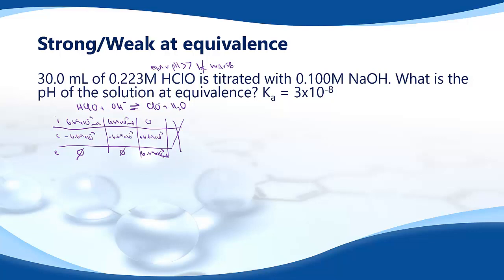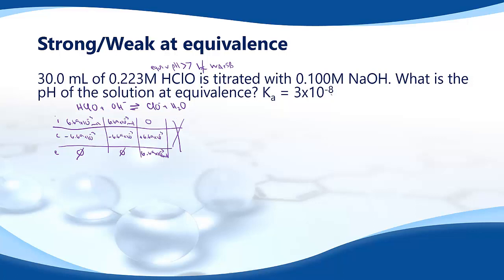Okay, so all we've done is we just said, yeah, we're at equivalence. But notice, at equivalence, we have no more acid left over. We have no more pure base left over. All we have is the conjugate base of this. So we don't have a buffer here, which means we can't use Henderson-Hasselbalch to plug this in and make this easy. But what we can do is we know this solution is going to be basic.